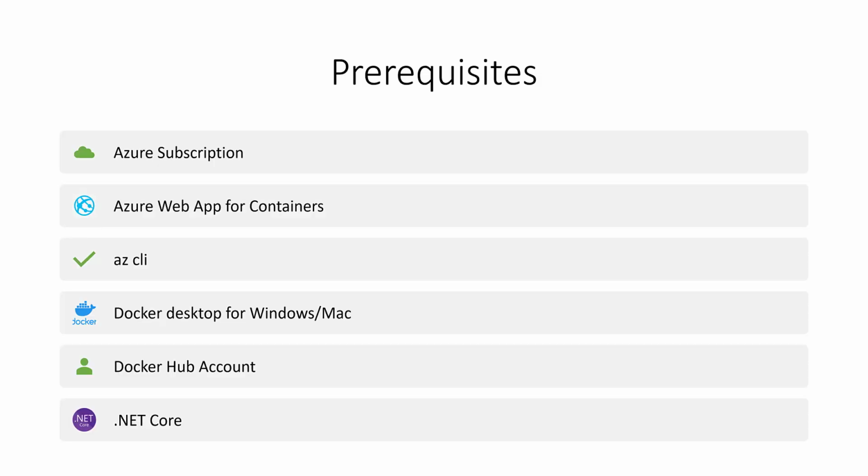There are a few prerequisites if you want to follow along with me in this video. First, you need to have an Azure subscription. A free subscription is also sufficient. Then you need to create an Azure Web App for containers under the subscription. You need to have the AZ CLI, which is the Azure CLI, installed on your local machine. You might also need to install Docker Desktop for Windows or Mac, depending on whichever operating system you're working on. You need a Docker Hub account to be able to push your images into Docker Hub. And finally, since the application we're going to use is .NET Core, you need to have .NET Core installed on your machine.